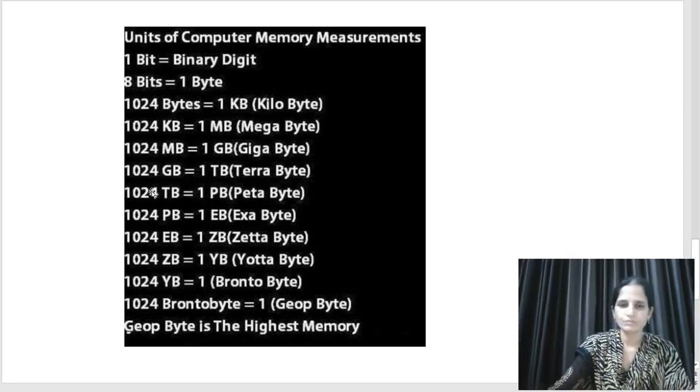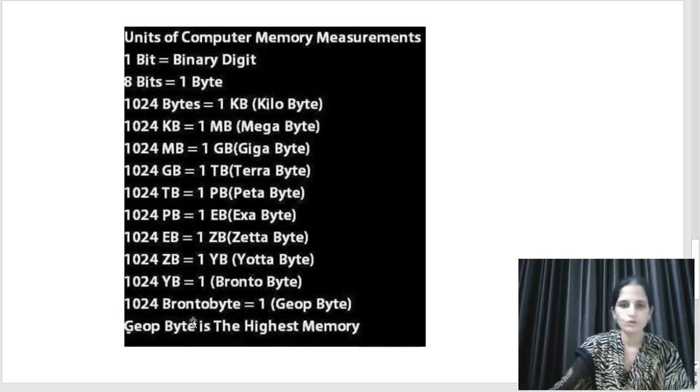And 1024 gigabytes is 1 TB, and the full form of TB is terabyte. And 1024 TB is 1 PB, which we call a petabyte. And 1024 petabytes is equal to 1 exabyte, and 1024 exabytes is equivalent to 1 zettabyte. And 1024 zettabytes is equal to 1 yottabyte.